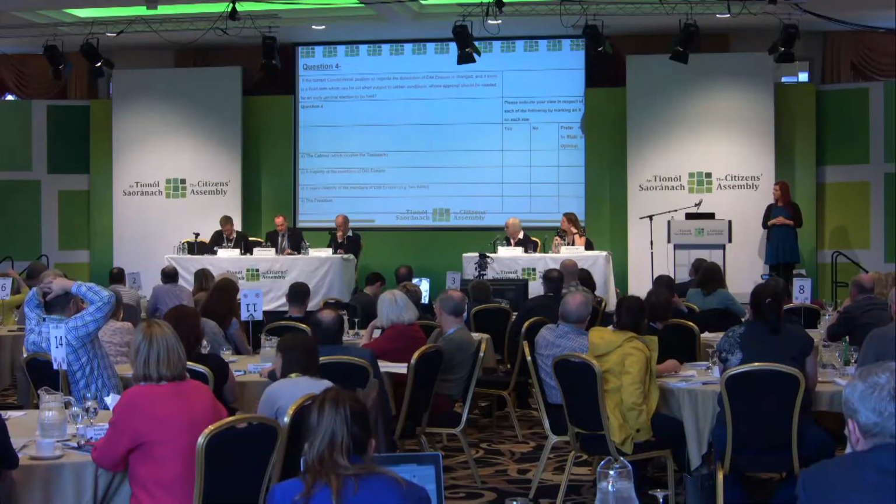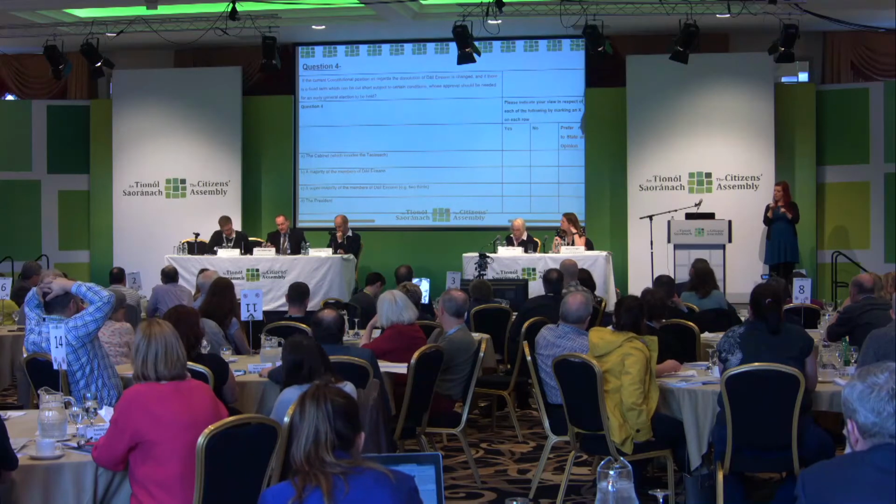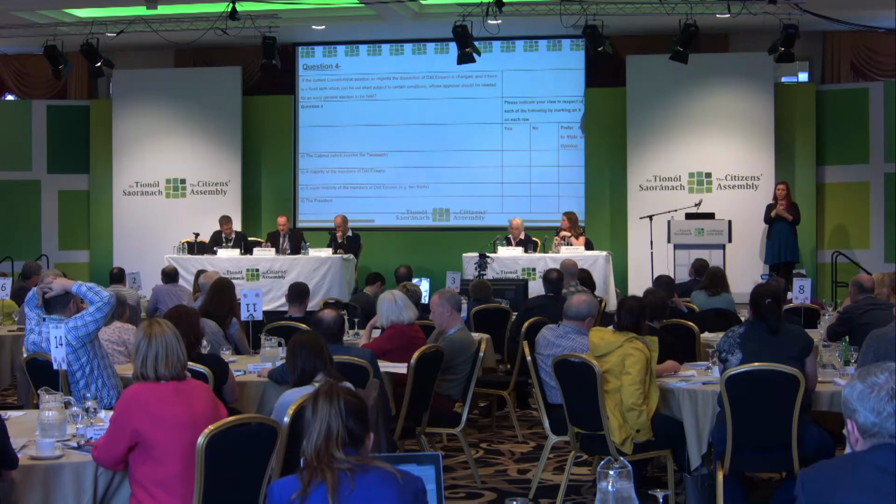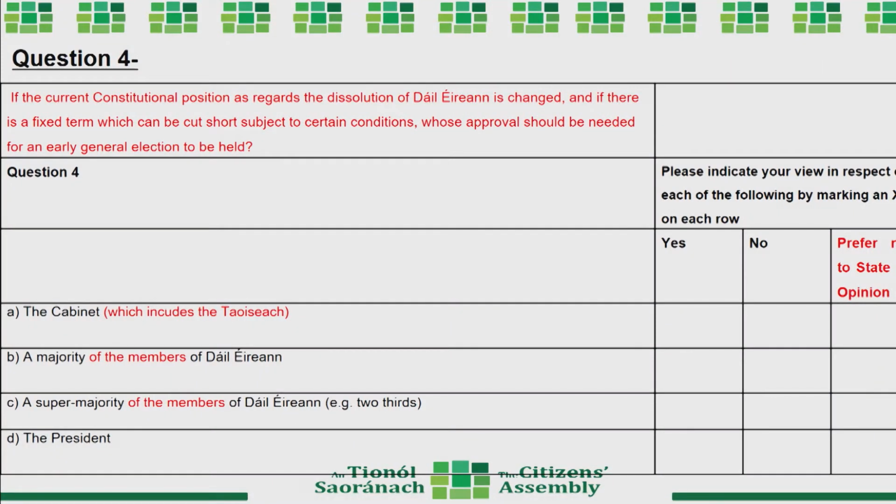And Robert would just say a few words. There are some changes in question 4, but I think they follow on. So again, you'll see we've changed the first part of the question, just really repeating the scenario. But then we've added that second clause there, and there is a fixed term which can be cut short subject to certain conditions. So that really makes it following on from question 3. So if there is a change, and there are some conditions under which the fixed term can be cut short, hopefully that makes the scenario we're trying to get at here a little bit clearer.